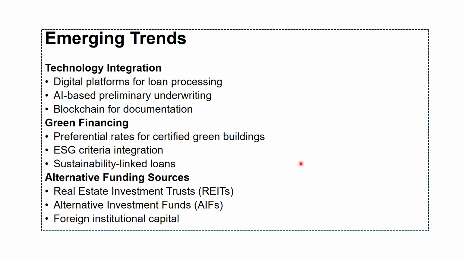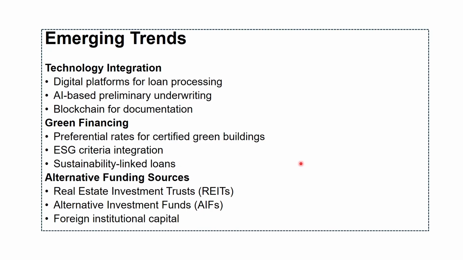Then ESG criteria integration. So many lending institutions are also now thinking about ESG criteria because it is becoming very important the world over, and that is being integrated. So the better a particular business's integration with ESG is, that is considered. And there are sustainability linked loans also. So there is this thing which is emerging in the market.